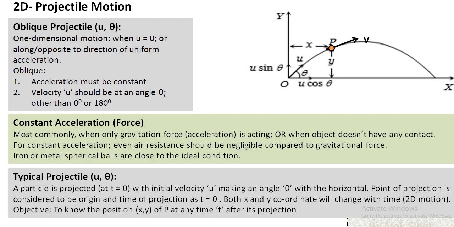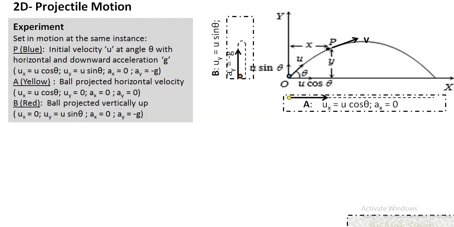In case of an oblique projectile, both x and y coordinates will change, giving rise to two-dimensional motion. So what is the objective of our two-dimensional projectile motion analysis? Our objective is to find the position of the object at any time t after its projection. The position means we need to know its x coordinate as well as y coordinate at any value of t until it hits the ground. If we know where exactly the projectile is at any time t, we can find out other parameters like velocity as well.